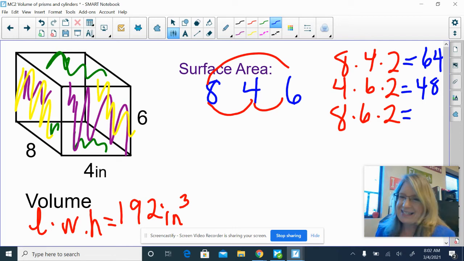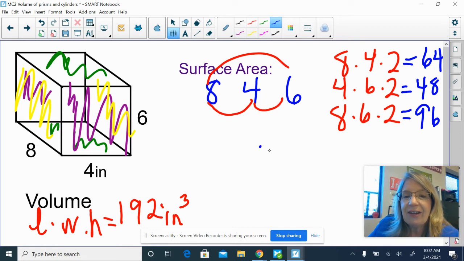8 times 6 times 2, 96. I kept hitting the off button when I thought I was clearing. Okay, here we go. 64 plus 48 plus 96. Oh, our surface area is 208 inches squared.